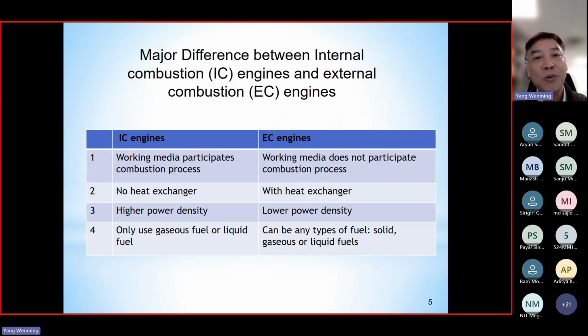Okay, so here we have shown you the major differences between IC engines and EC engines. So far, any questions?